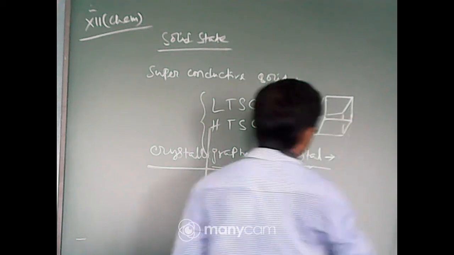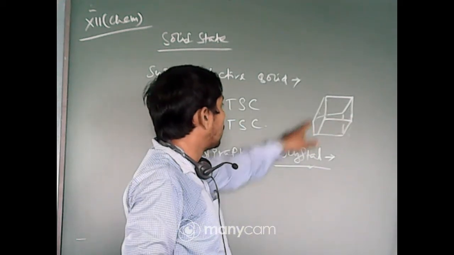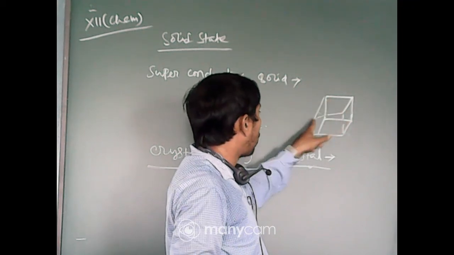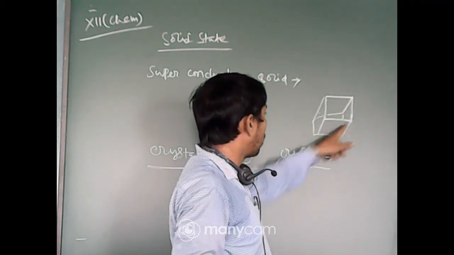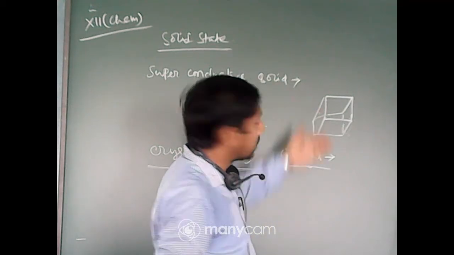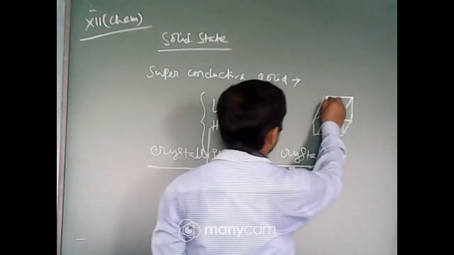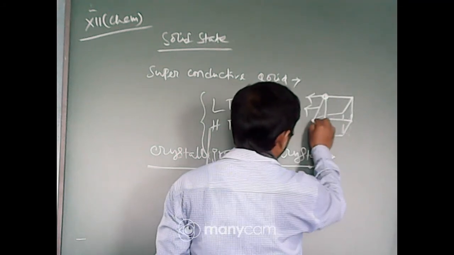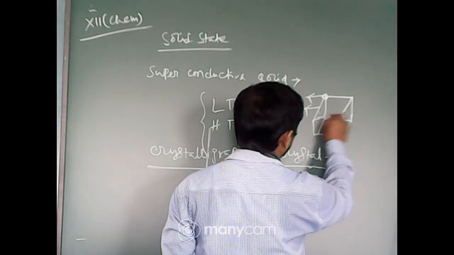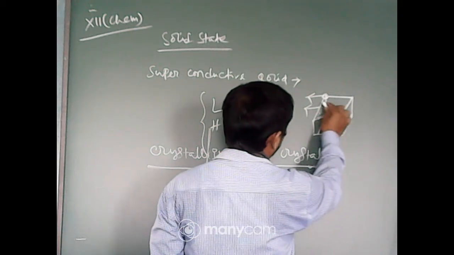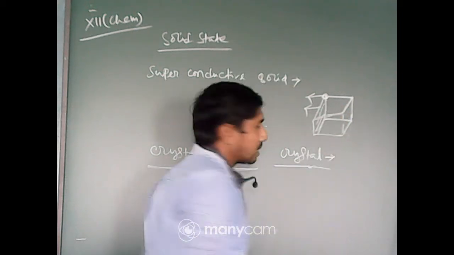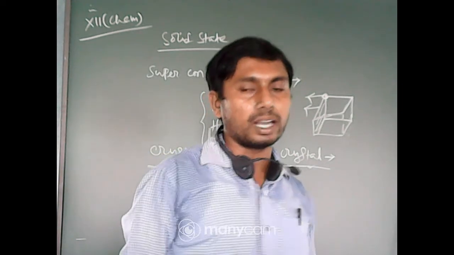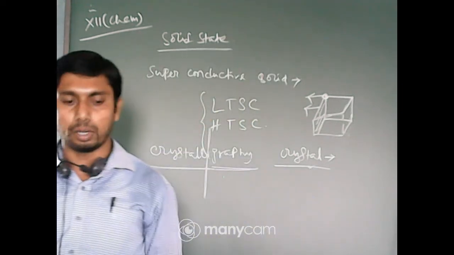Think about a cube. Here these are the edges, these are the corners, and these are the faces. This is important: the edge, the corner, and the face. How many faces are there? How many corners are there? And with respect to this, we can also calculate the density.